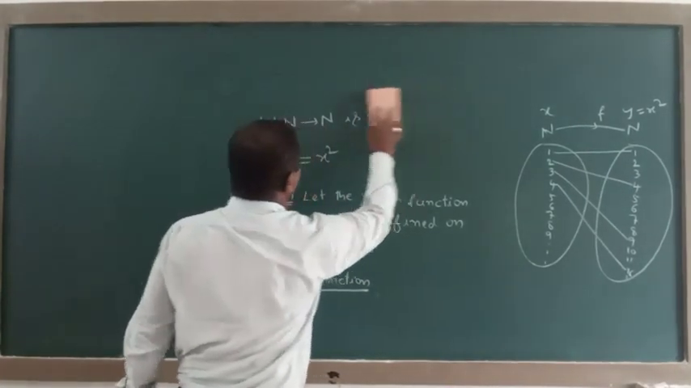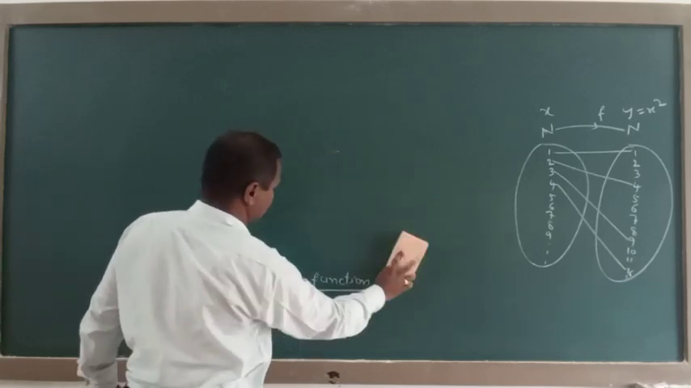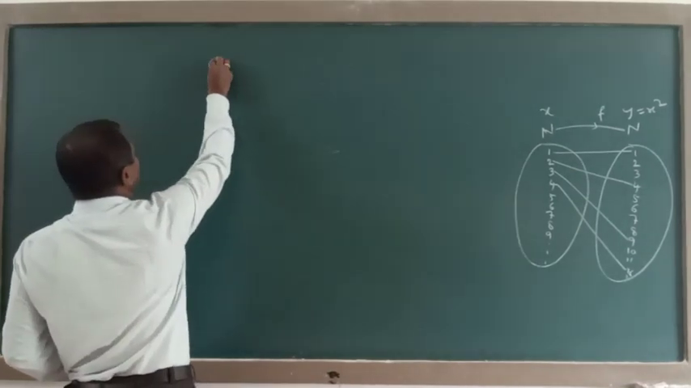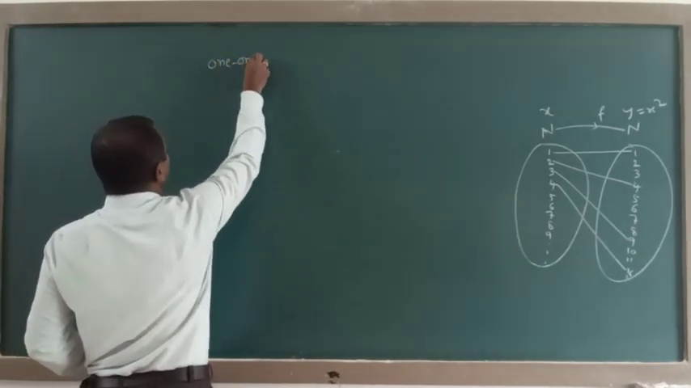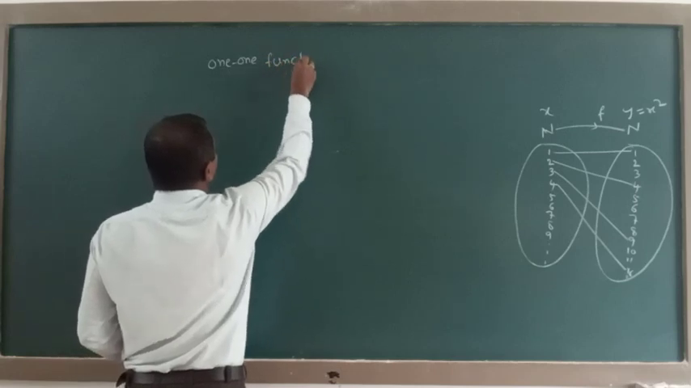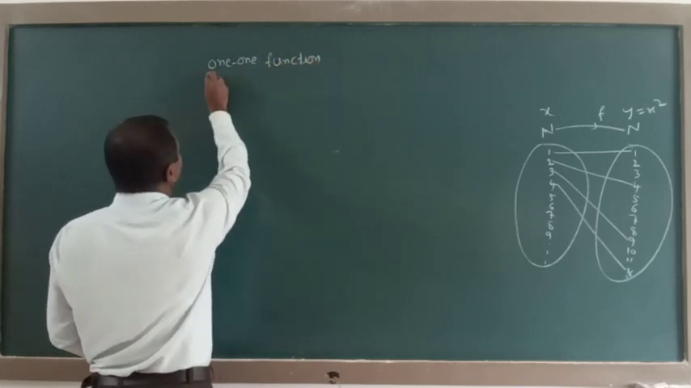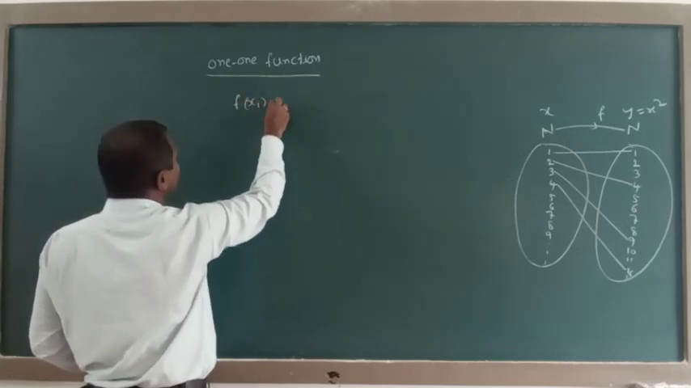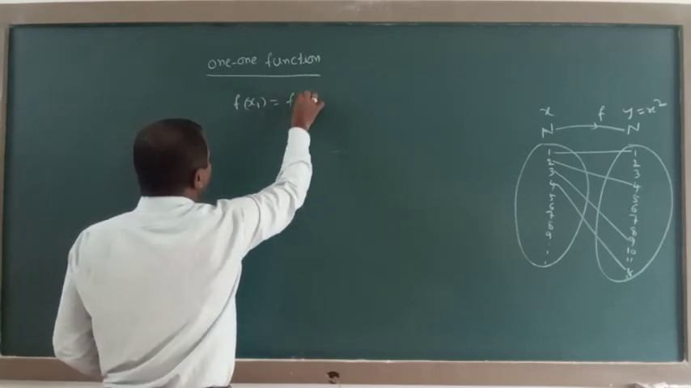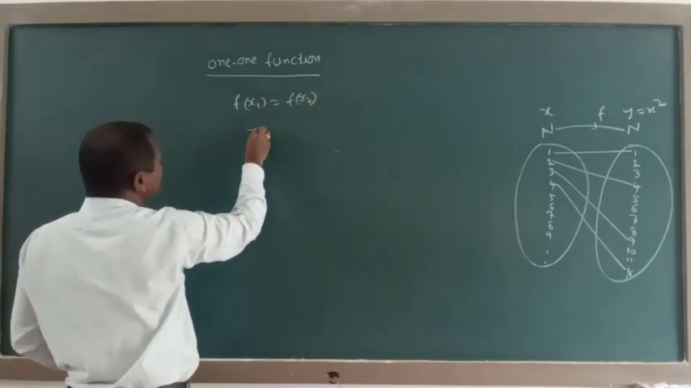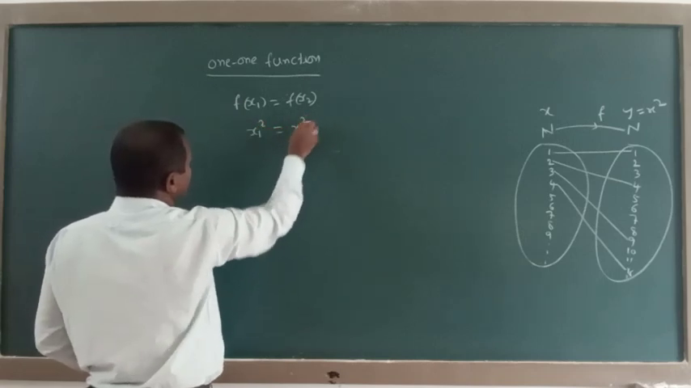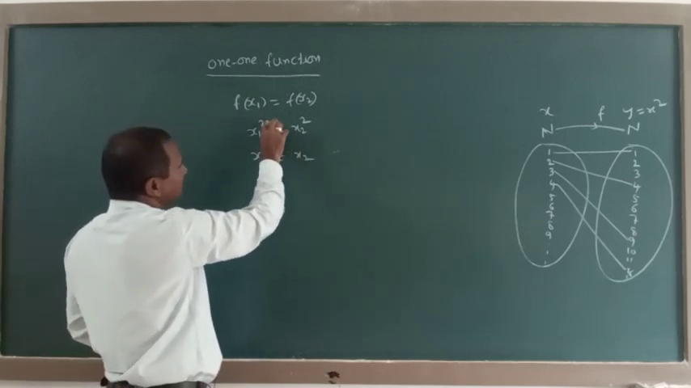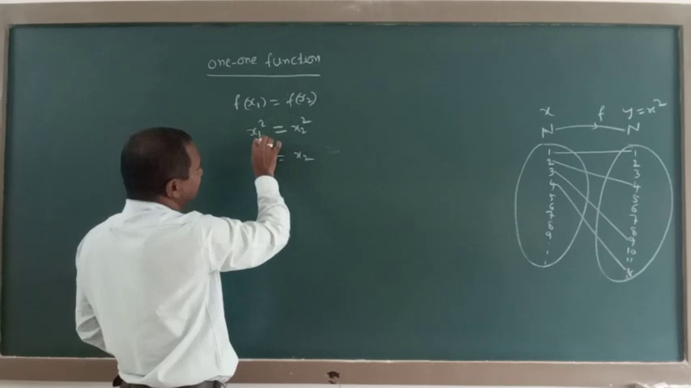This procedure, how to apply. One-one function: f of x1 is equal to f of x2. x1 square is equal to x2 square. Directly we can write x1 is equal to x2, because with the equal symbol their powers are same, means directly we can equate their bases.